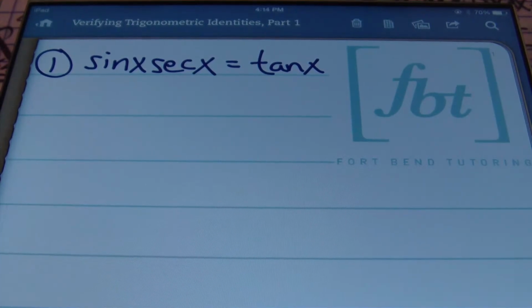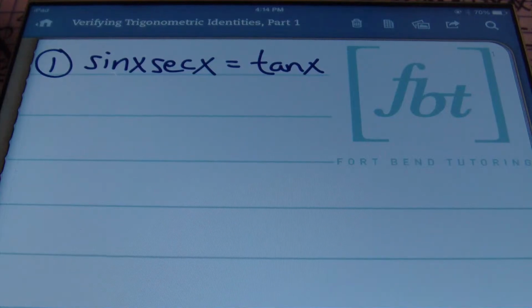This sine x secant x equals tan x, right? So what does this mean that you need to do? Well, you need to either make the left side equal to the right side, or make the right side equal to the left side, or break down both sides of the equation until they equal one another. That's your job. That's what you're trying to do. All right, so sounds fun, right?